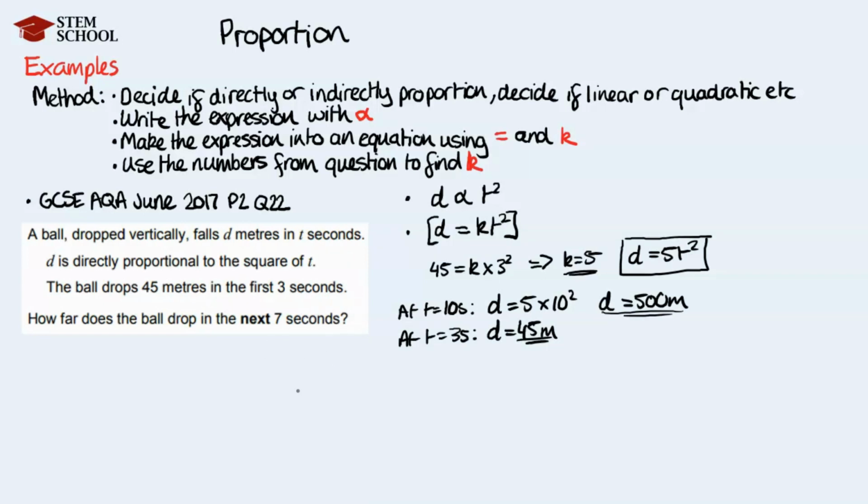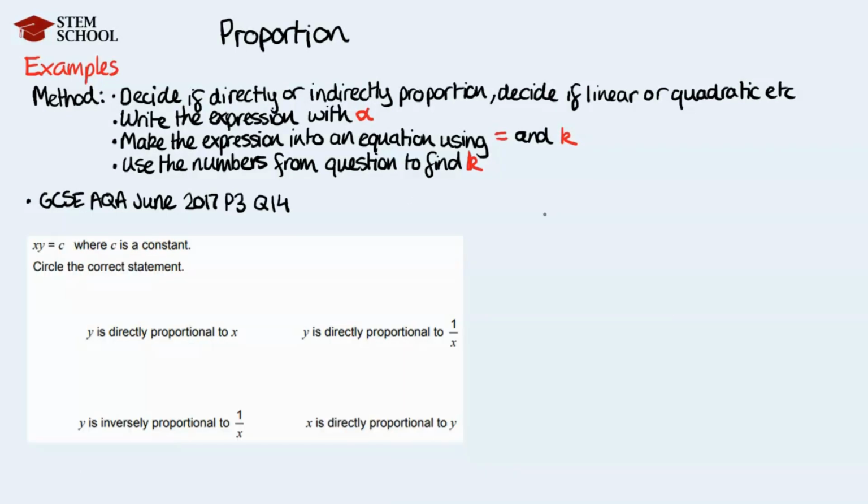So how far does the ball drop in the next 7 seconds? What we need to do is subtract them. So we do 500 meters, take away 45 meters, and what you get is 455 meters. Right, so let's move on to the next question.